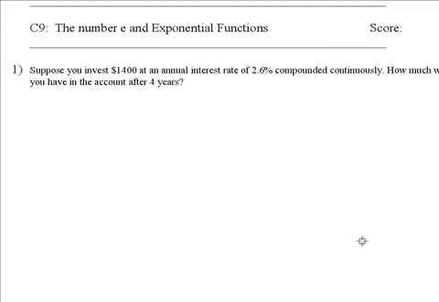We're investing $1,400 at an annual interest rate of 2.6% compounded continuously. We want to know how much we'll have in the account after 4 years. This is the magic phrase right here, compounded continuously, tells us that we need to use the PERT formula.